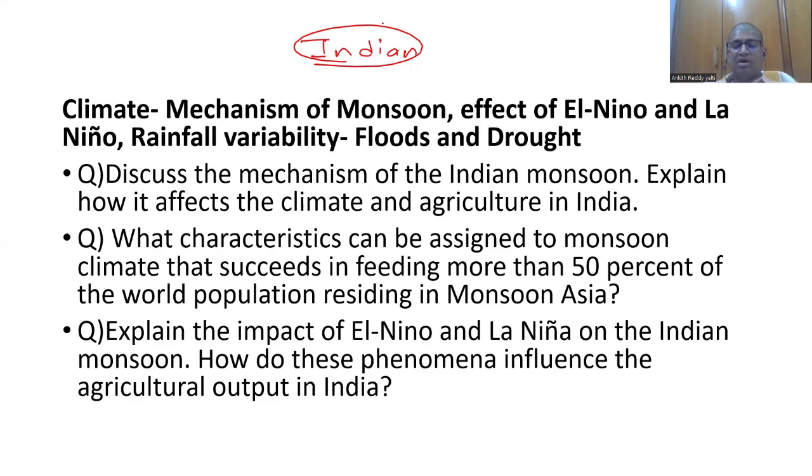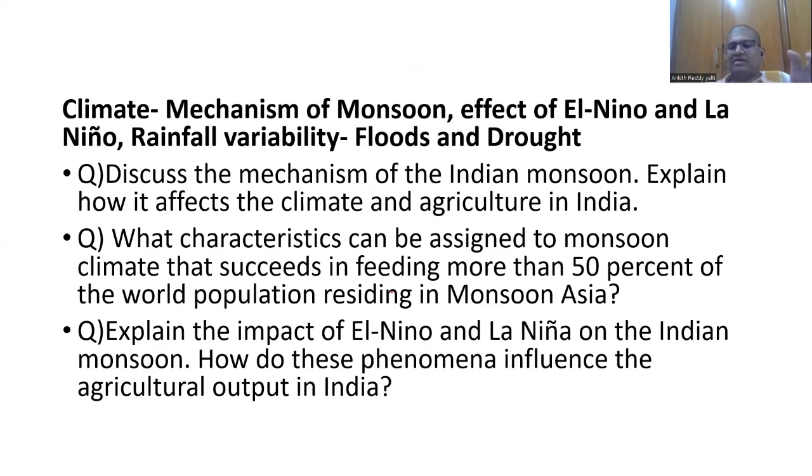So these are how monsoon impacts the agriculture in the country, because 84% of rainfall is received through monsoon. So obviously monsoon will have a great say in Indian agriculture, and you know that India is an agriculture oriented country, so it will have impact on the economy. Okay, so that's why you can see a question here on the screen. What characteristic can be assigned to monsoon climate that succeeds in feeding more than 50% of the world population residing in monsoon Asia?